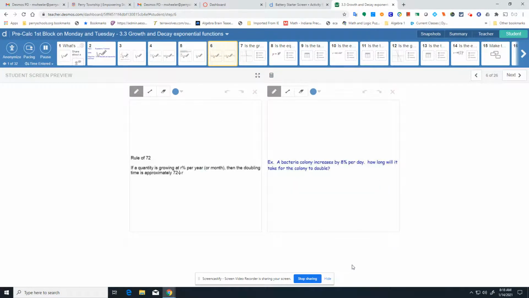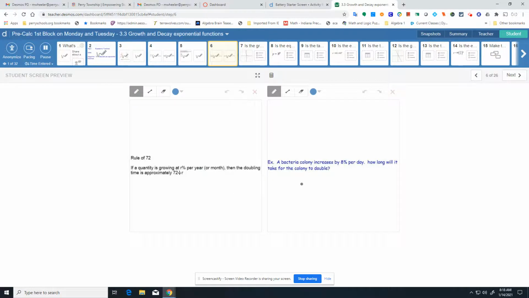All right, the rule of 72. You may have talked about the rule of 72 in economics. It's not going to be the most accurate. It is an approximation. So if you ever want to do something really quick in your head, the rule of 72 is really a nice one to know. What it says is if you take 72 divided by whatever percent, that's how long it takes to double.